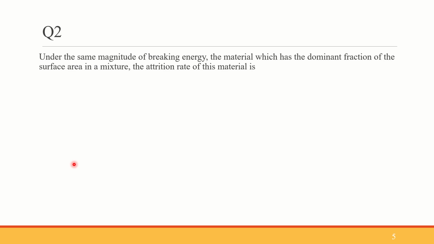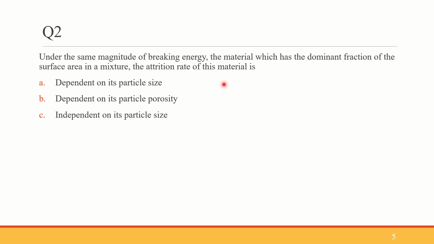So question 2 is about this: under the same magnitude of breaking energy, for the material which has the dominant fraction of surface area in a mixture, the attrition rate of this material is dash. Option A, depends on its particle size. Option B, depends on its particle porosity. Option C, independent of its particle size. Option D, none of the above. Let me read the question once again. Under the same magnitude of breaking energy, the material which has the dominant fraction of the surface area in a mixture, the attrition rate of this material is dash.